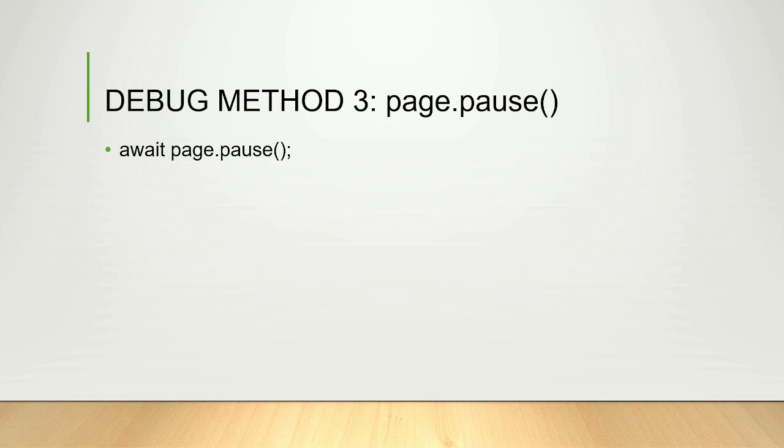Sometimes we don't want to debug the entire test. We want to pause only at a specific step, and that's where page.pause helps. When Playwright reaches this line, execution stops and the inspector opens. This is perfect for live debugging while developing a test.